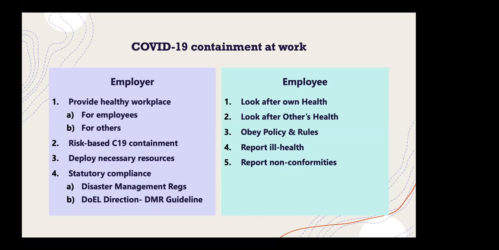An employee has, under Section 14 of the Occupational Health and Safety Act and Section 22 of the Mine Health and Safety Act, 5 duties. Every employee is responsible for her own health at work. Every employee is responsible for the health and safety of others affected by their work. Employees must follow the lawful policies, rules and procedures of the employer. They must immediately report ill health or any other safety abnormality in the workplace as a non-conformity. So there are the 2 duties next to each other.